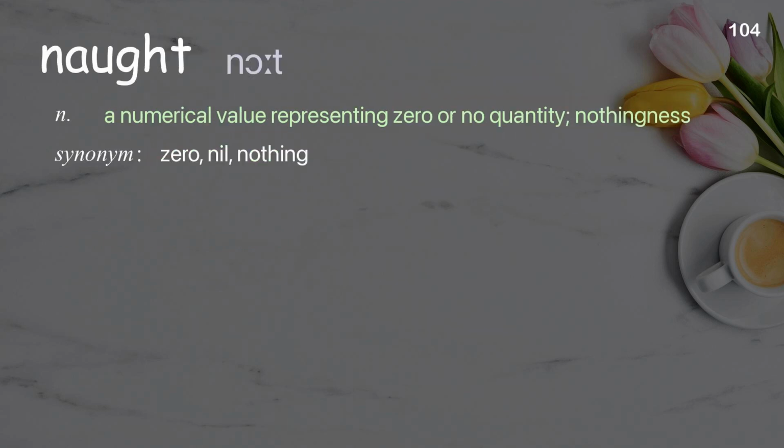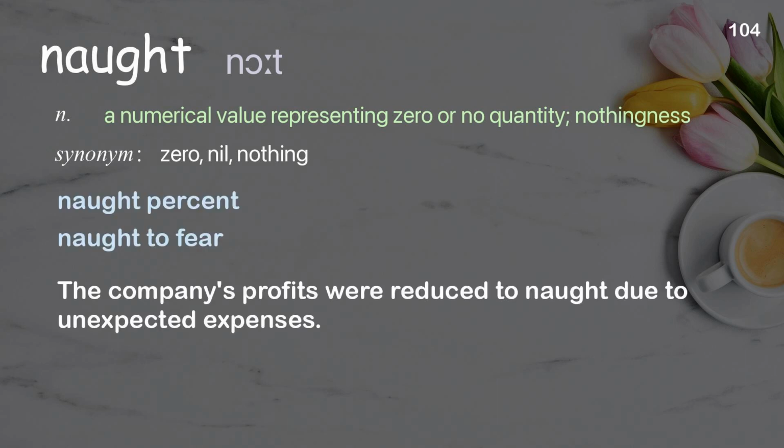Naught. A numerical value representing zero or no quantity, nothingness. Examples: Naught percent. Naught to fear. The company's profits were reduced to naught due to unexpected expenses.